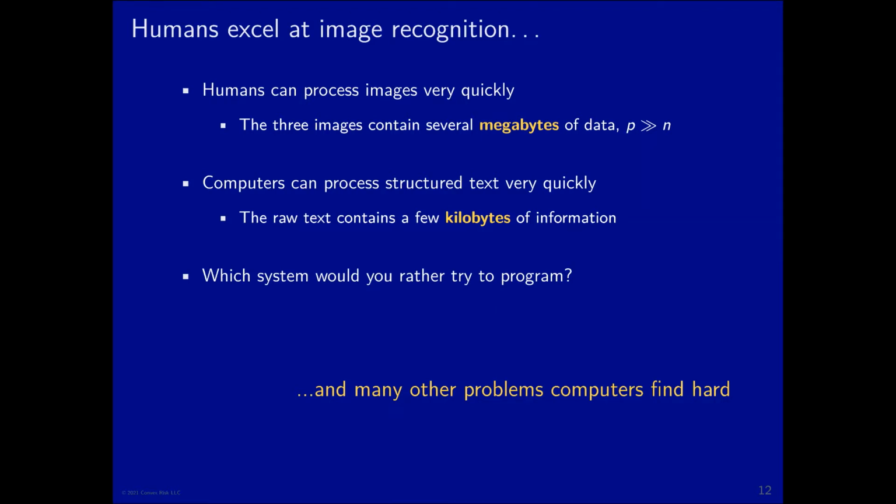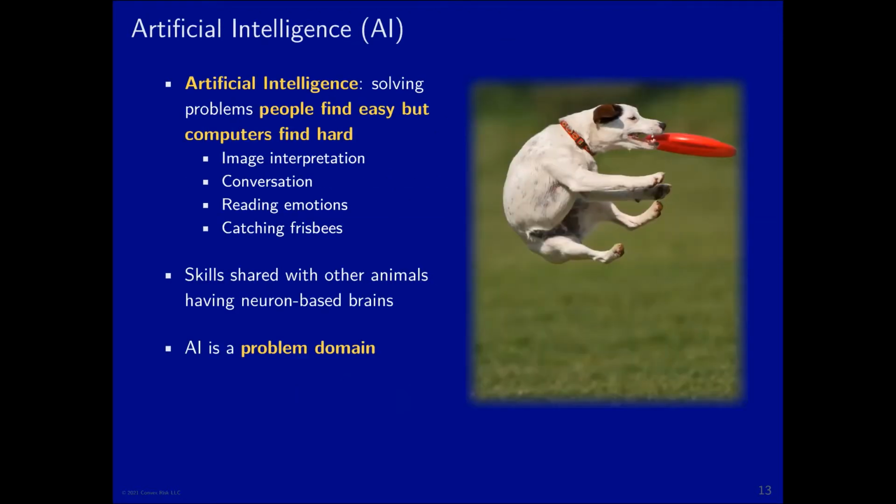So humans excel at a number of problems that computers find very, very hard. And this gets us to this idea of artificial intelligence. So artificial intelligence is a problem domain for solving problems that people find easy, but computers find hard. Okay, so we talked about image recognition, holding a conversation, voice to text, reading emotion, catching frisbees, right?